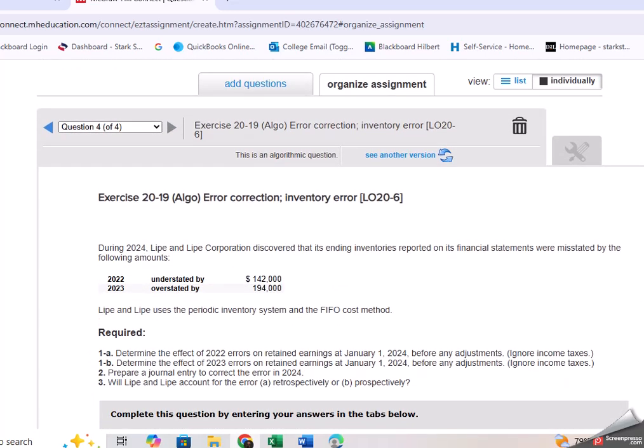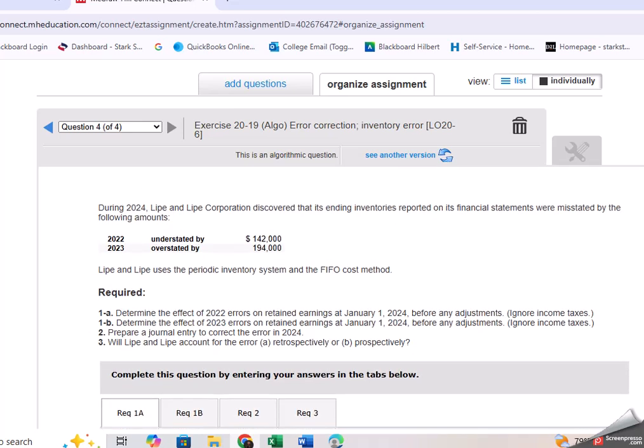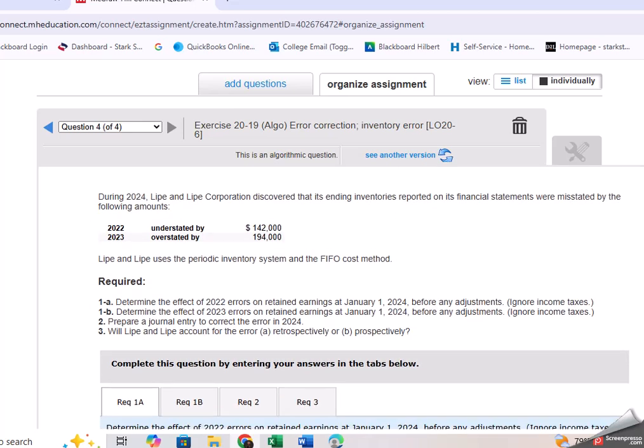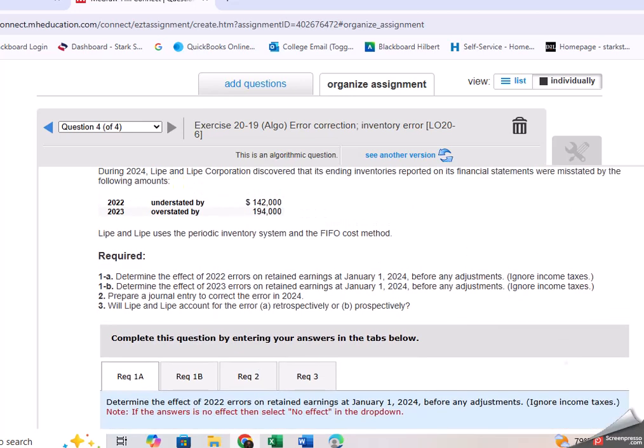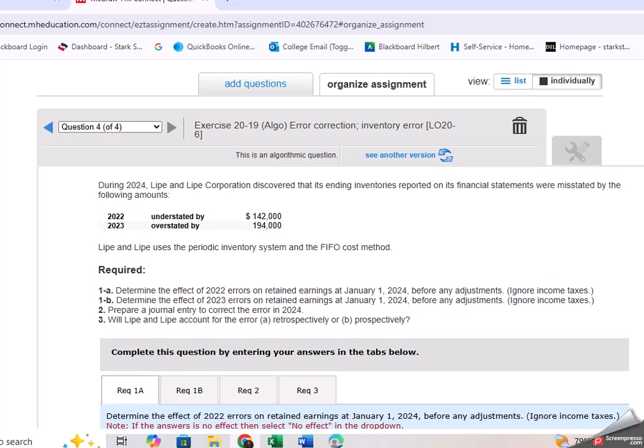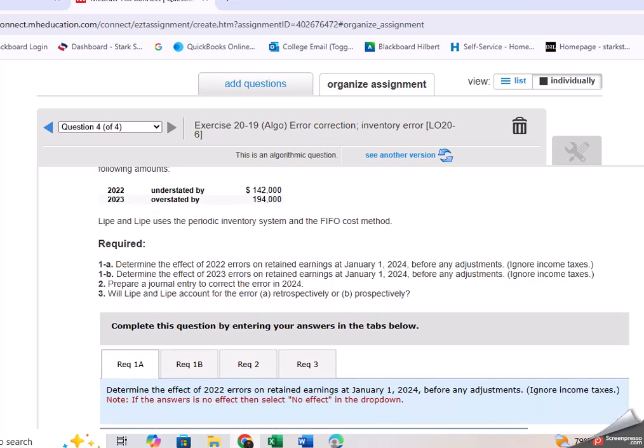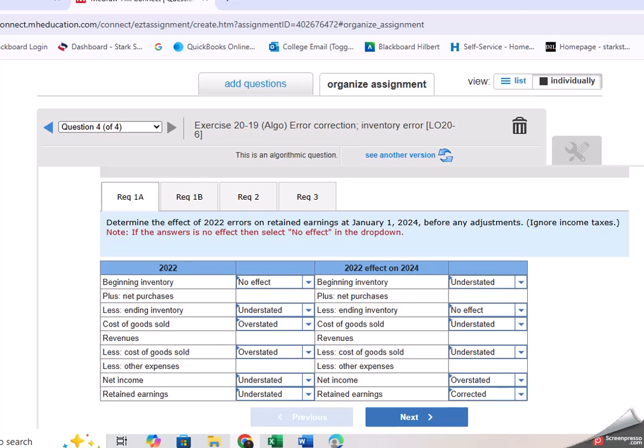And then we have an inventory error correction. So we realized that when we counted our ending inventories, we had some misstatements. In 2022, it was understated by 142,000. And then in 2023, it was overstated by 194,000. The first requirement says determine the effect of the errors on the retained earnings in 2023. So if our ending inventory is understated, our cost of goods sold would be overstated. So then our net income would be understated.